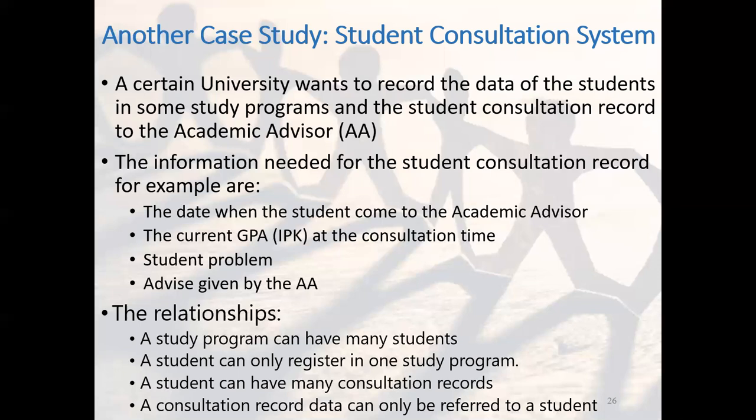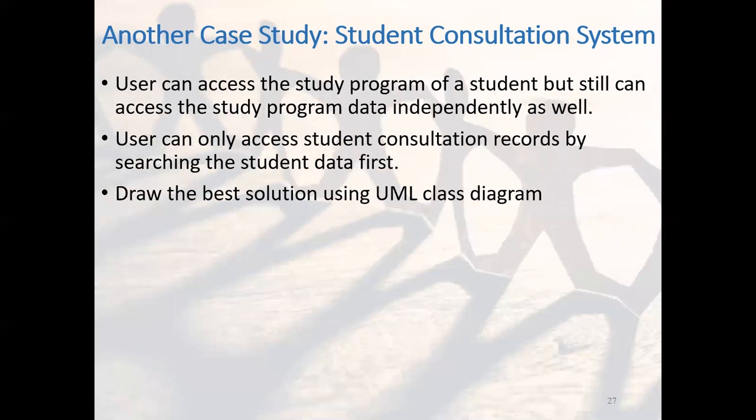The relationships include: a study program can have many students, a student can only register in one study program, a student can have many consultation records, and a consultation record can only refer to one student. Okay, that's the requirement. Next, requirement. User can access the study program of a student, but can still access the study program independently as well. User can only access the student's consultation records by searching the student data first.